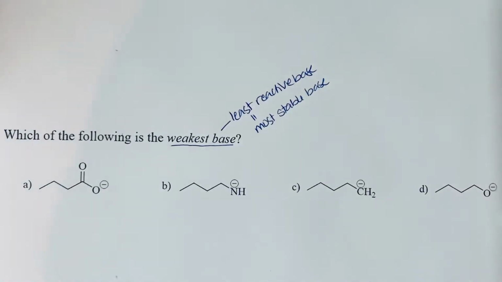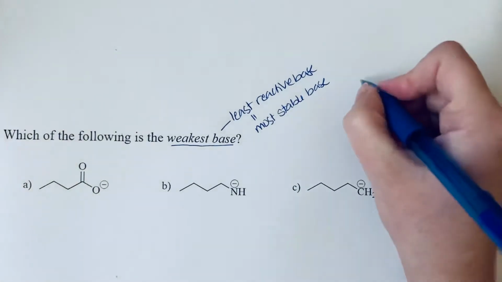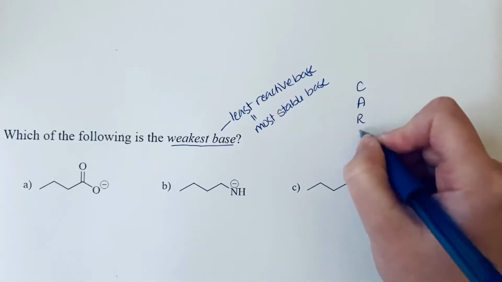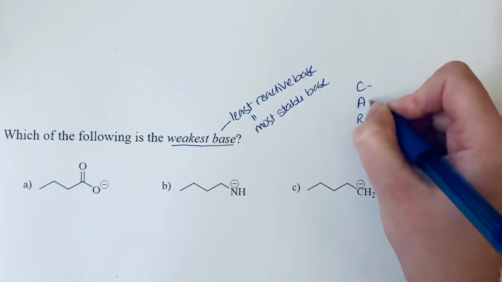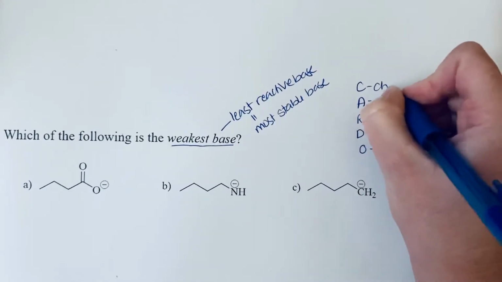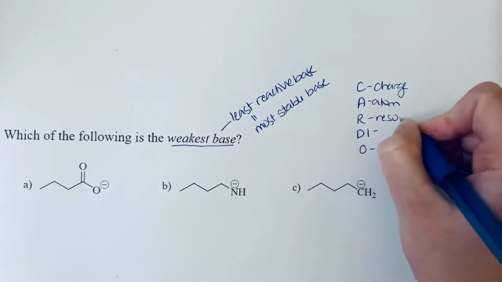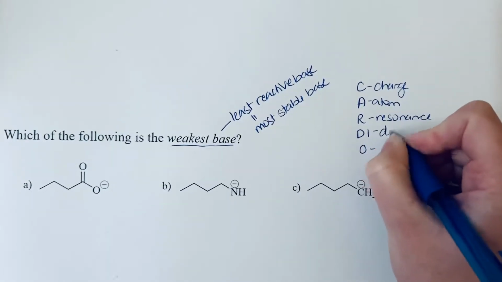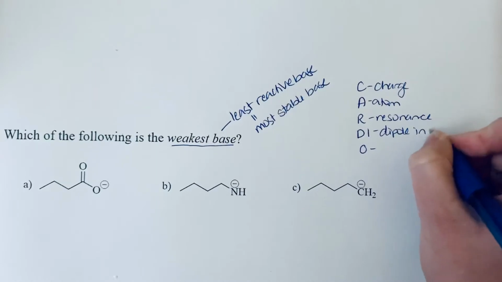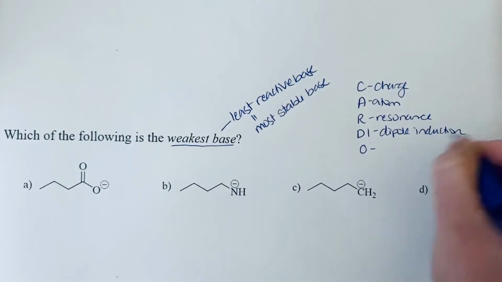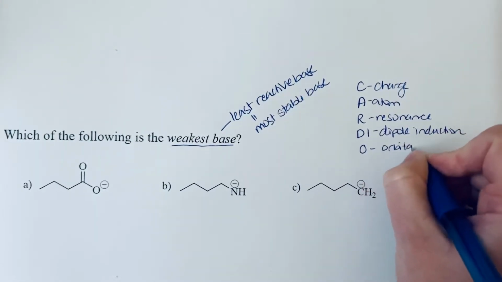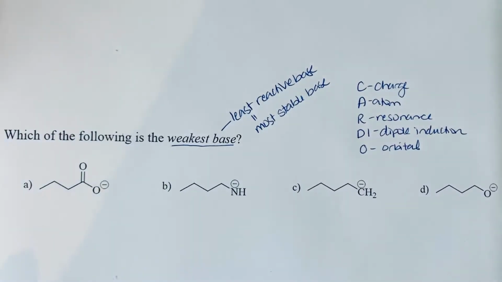And so the trend that we have been using to evaluate the relative acidity of acids is actually a trend to say how stable is their conjugate base. And so this is the trend we've been looking at, the CARDIO trend. So charge, atom, resonance, dipole, induction, and orbital. And this is roughly the order that we're going to look at these for.